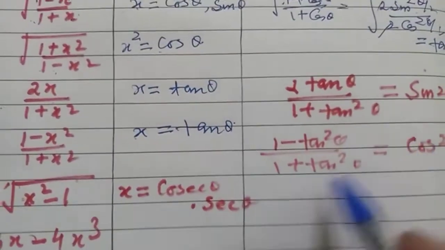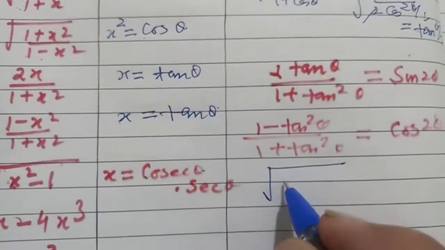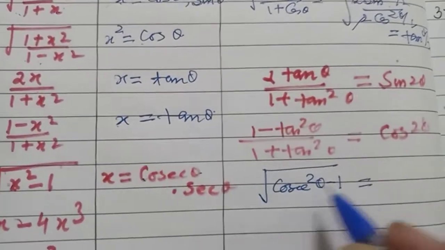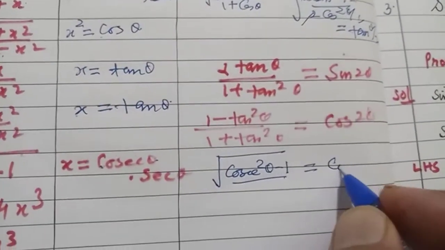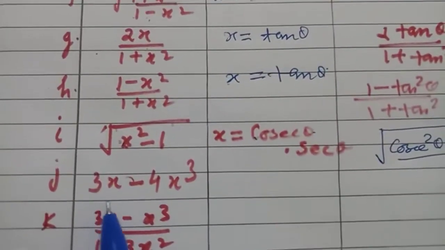Look how it will work. Under root, if I put cosec here, it is going to be cosec square theta minus 1. That's going to be cot square. So the answer is simple: cot theta. Look at these two also.